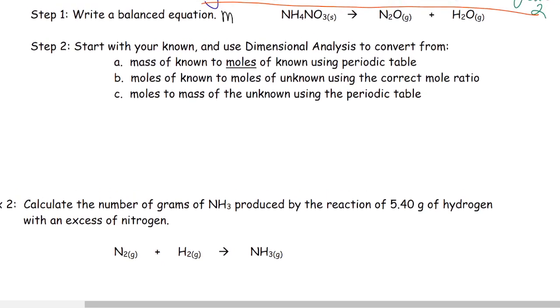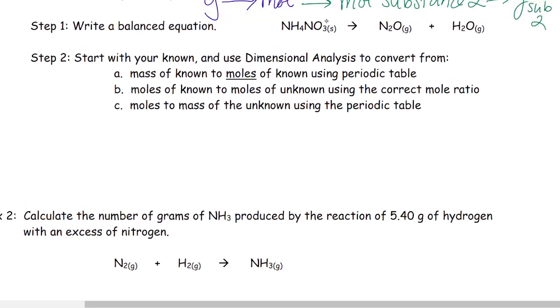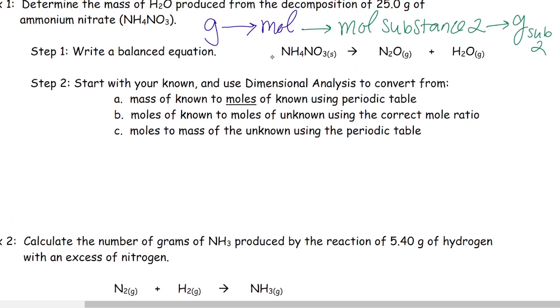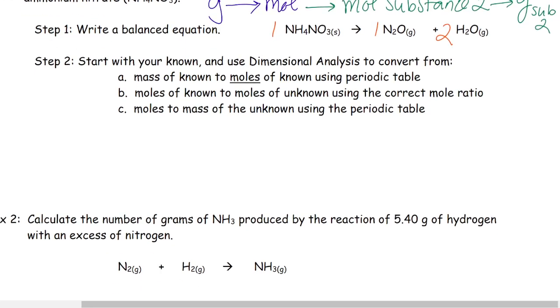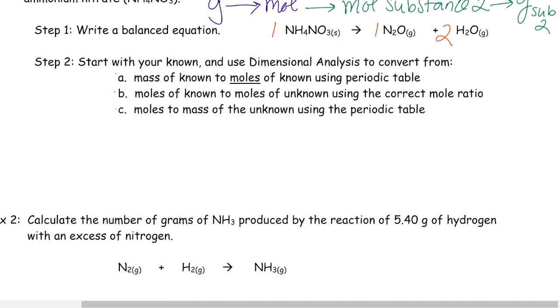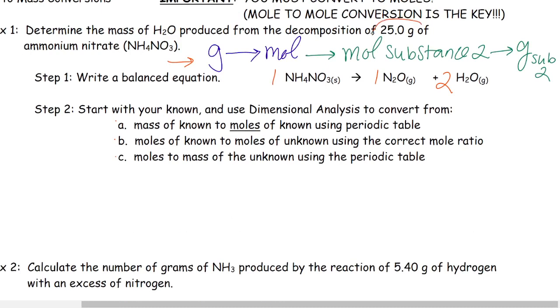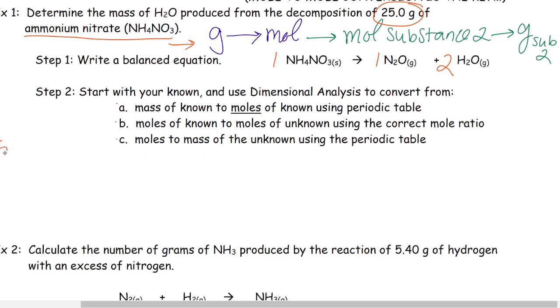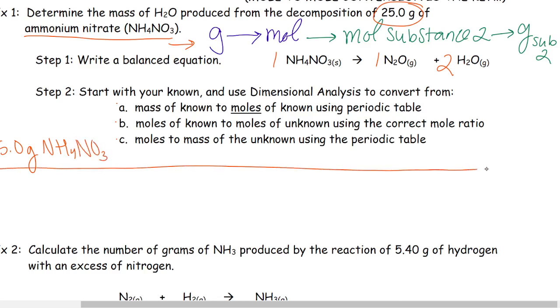So first, start with your known, or balance your equation before anything. 1, 1, 2. We agree with that? Perfect. So then after you have your balanced equation, start with your known and then use dimensional analysis, and this kind of describes what I just laid out up here. So first, my known, or my given information in this case, is 25.0 grams of ammonium nitrate. So 25.0 grams of NH4NO3. Draw your line. It's probably going to be long because you have a lot of steps.